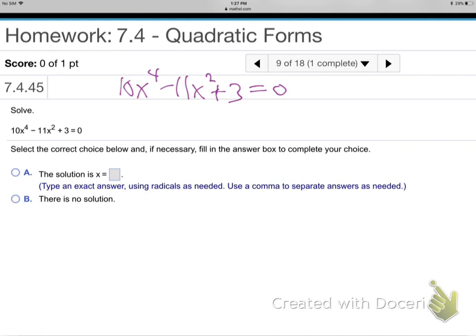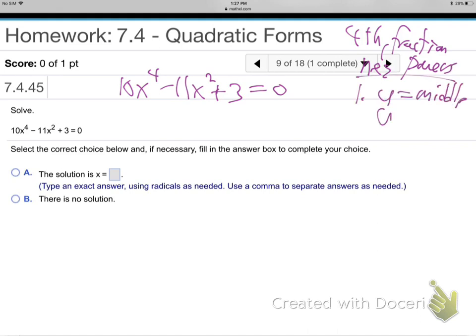Well, actually, first, what do we do when we have fourth powers or fraction powers or negative powers? What do we do first? Make it u in the middle. U squared in the front. Right? So this will become minus 11u. It's u in the middle and u squared in the front. Then goes right to the quad, huh? So now take that, plug it into the old quadratic formula.